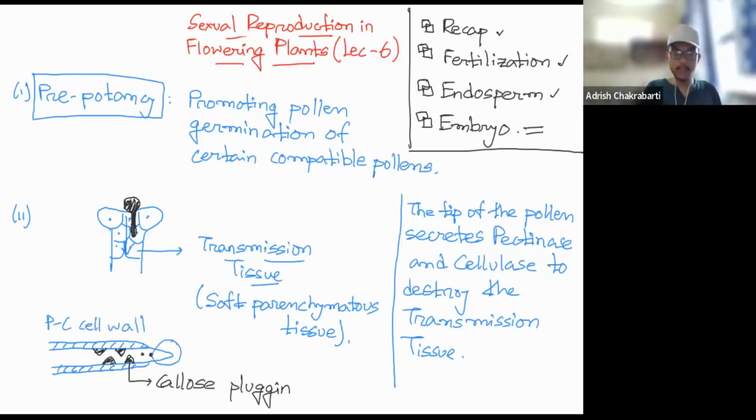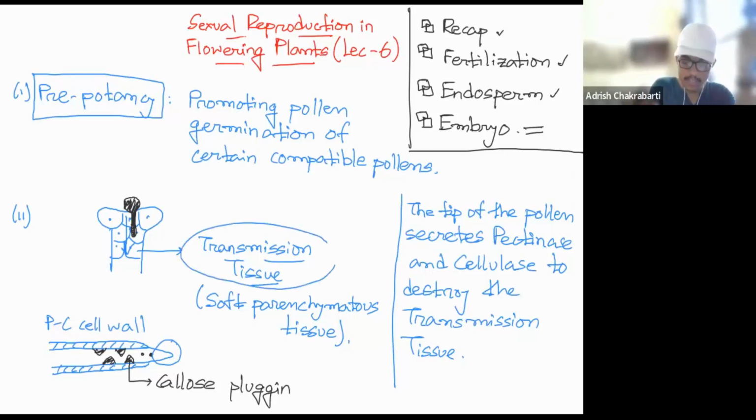After this pollen-pistil interaction, what are we going to observe? We are going to observe the growth of the pollen tube through the stigma and style, and then it goes to the ovary and ovule. What I'm adding is that the stigma and style are composed of transmission tissue, which is essentially soft parenchymatous tissue. The tip of the growing pollen tube secretes pectinase and cellulase, which destroy this transmission tissue.